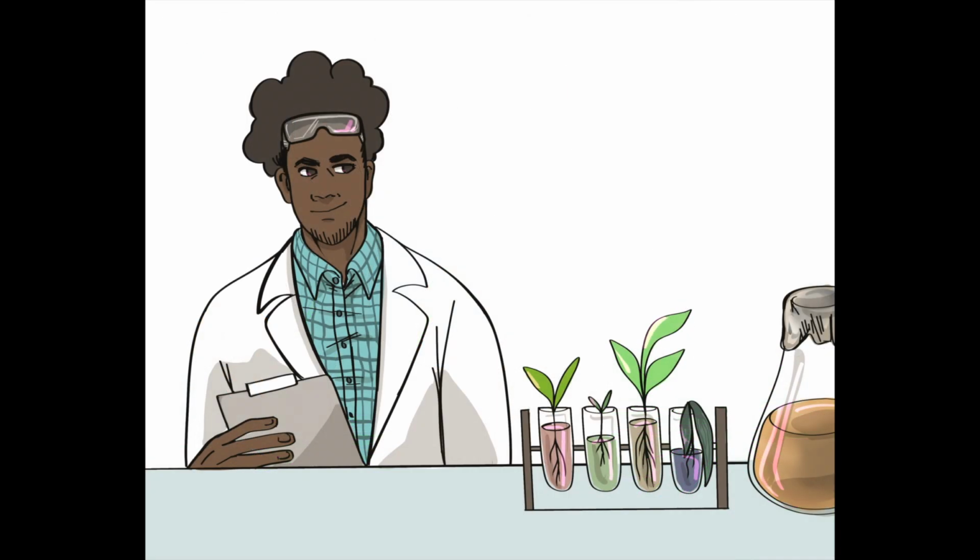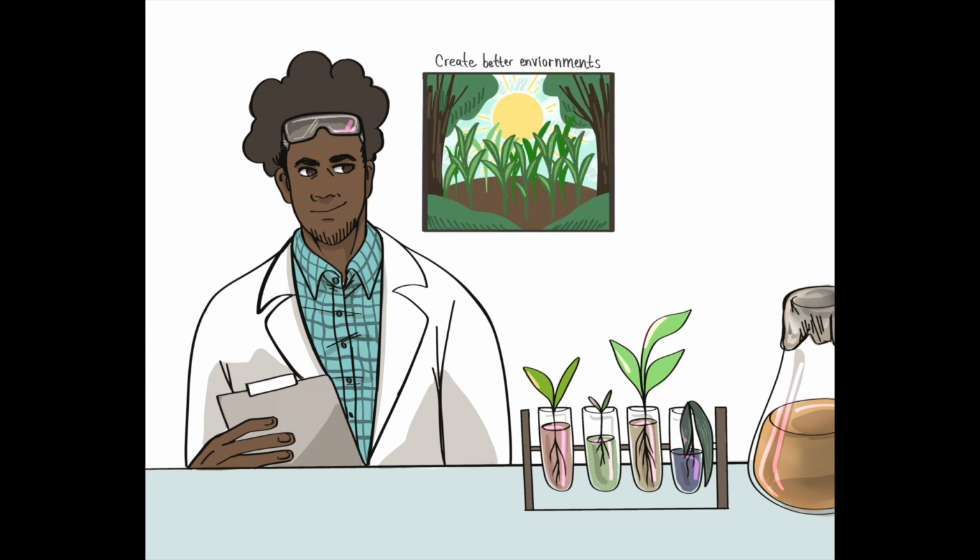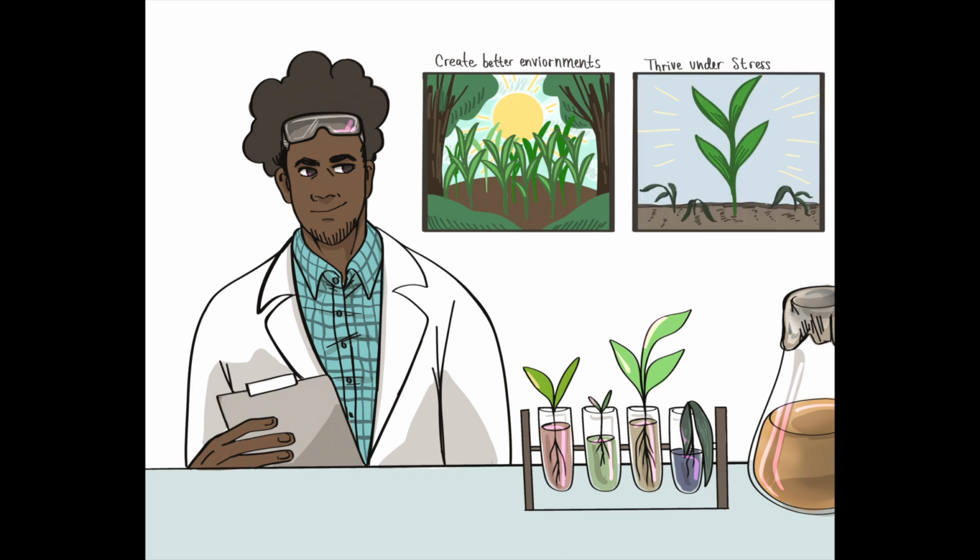It is important that we continue to study how different phosphate conditions impact plant growth so that we can create better environments for our crops, as well as crops that can survive under stressful conditions. Please watch Part 2 to learn more about the molecular mechanisms that allow plants to adapt to low phosphate conditions.